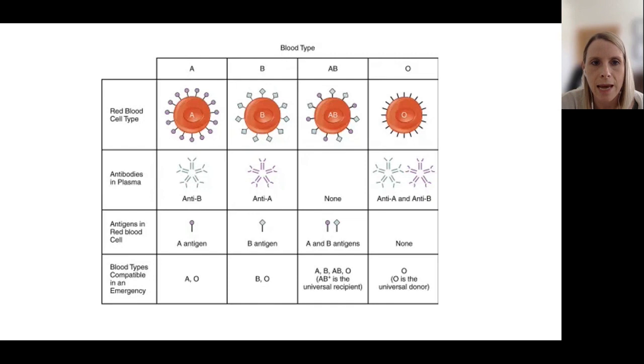And then you can see with the A and the B blood type, the A blood type has got A antigens and anti-B antibodies within the serum, and the same with B antigens on the surface and anti-A within the serum.